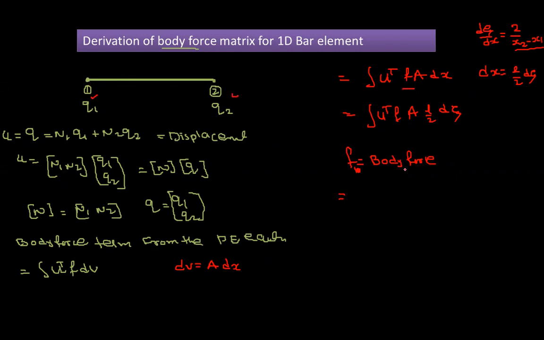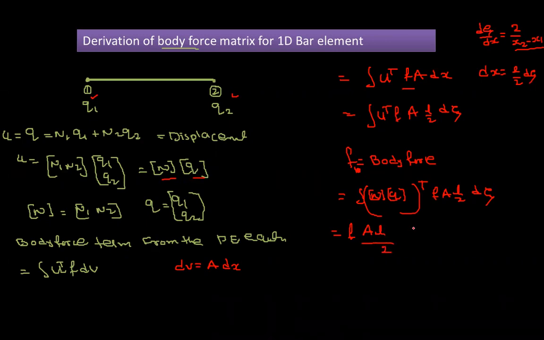Here u transpose can be written as follows. I know that u is equal to N into q. So if you write down the integral of (N q) transpose into F into area into L by 2 times d zeta, this is the u transpose into F into area into L by 2 d zeta. Here F is constant, take it outside, and the area is constant, the length is constant, and divided by 2 is also constant.